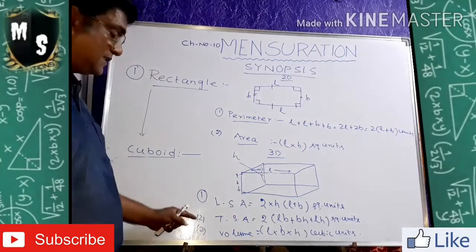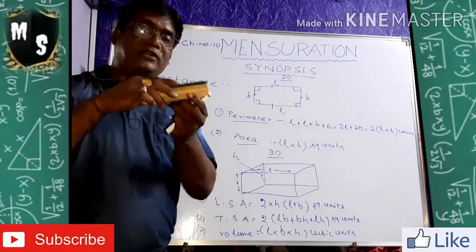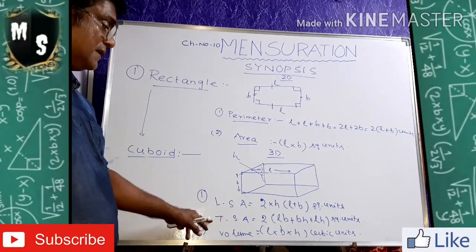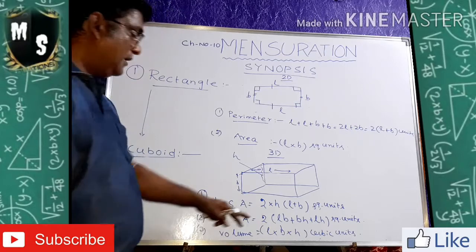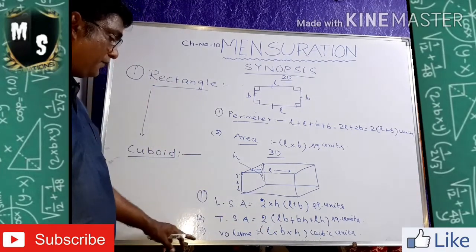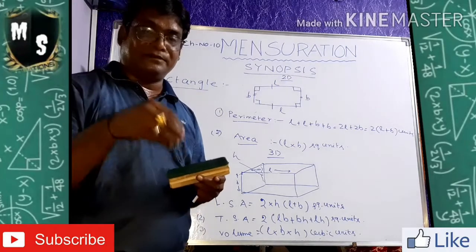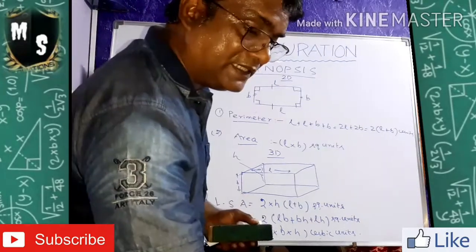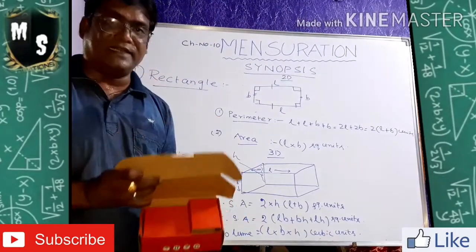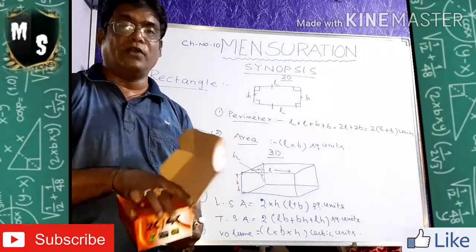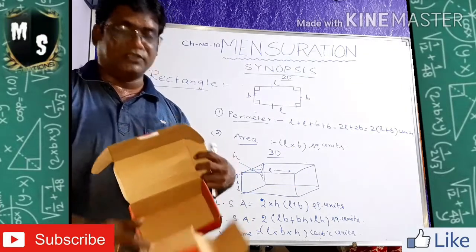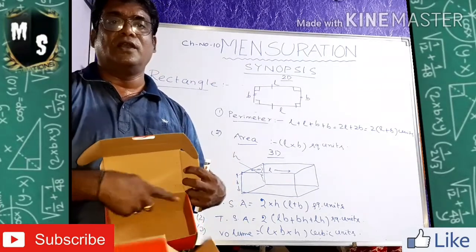Now when it is a TSA, I am taking the top and the bottom into account. So it deals with 6 surface areas, and the formula is 2 into (LB plus BH plus LH), and the volume is the space inside. I showed you the space inside it. What is the space inside it? That is called the volume of the figure. The space inside this figure is called the volume.